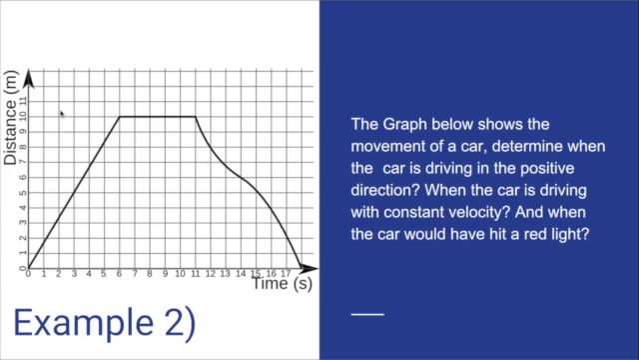Maybe not the best driver, probably didn't slow down, but the driver stops, and for a couple of seconds, from between 6 and 11 seconds, the car is not moving, the distance has not changed, so the car would have hit a red light.